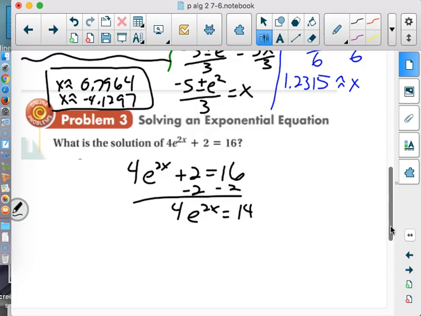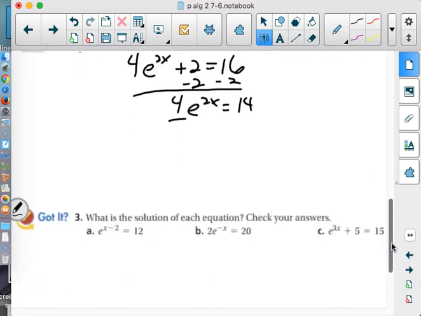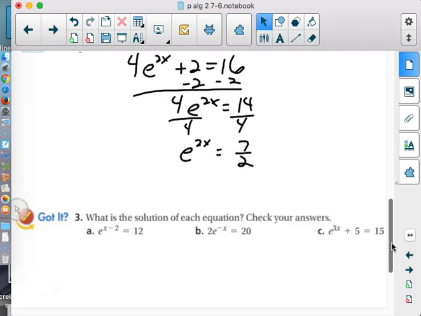How would you divide by 4? You do, because you have to expose the base. The base has to be all by its lonesome. Yes. Isolate. Fancy word, isolate. 3.5. 7 over 2.